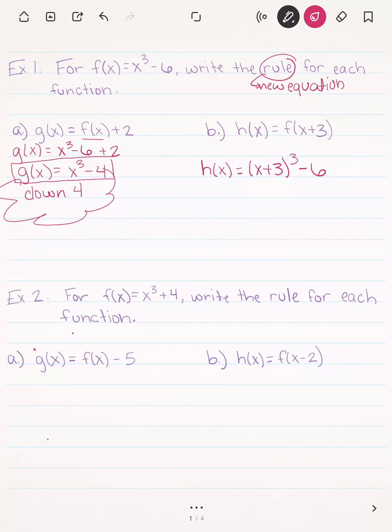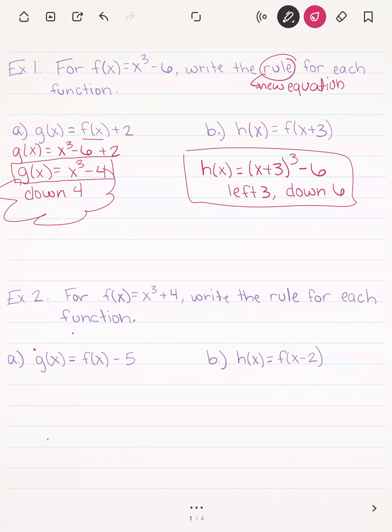Okay, then there's nothing else I can do to simplify, so I'm just going to state the transformations. So plus 3, remember we've got to think of opposite, so we would think it goes in the positive direction to the right, but it really goes left 3, and then that negative tells me it goes down 6. And that's everything I need to know. I have my rule, which is the new equation, and then what transformations take place.